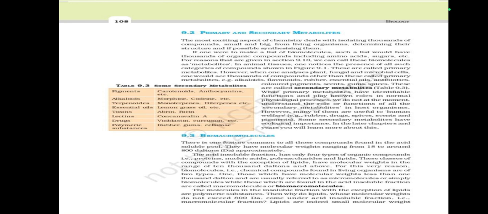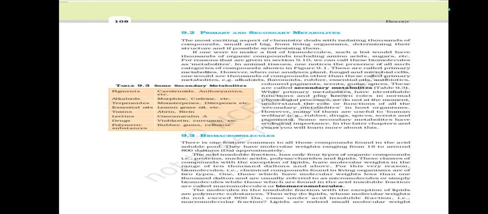For this very reason, biomolecules, that is chemical compounds found in living organisms, that are of low molecular weight in daltons are usually referred to as micromolecules or simply biomolecules, while those which are found in the acid insoluble fraction are called macromolecules or biomacromolecules.